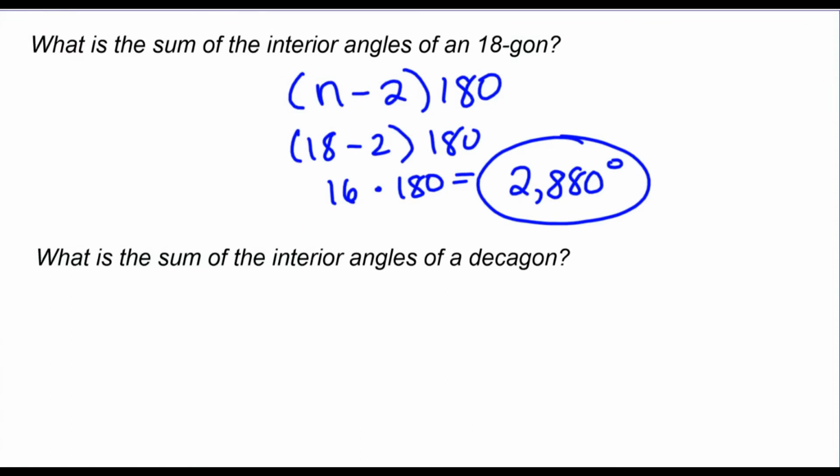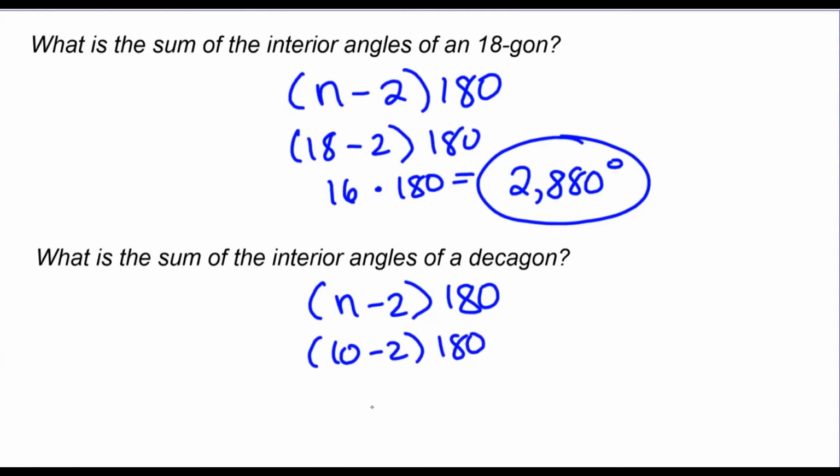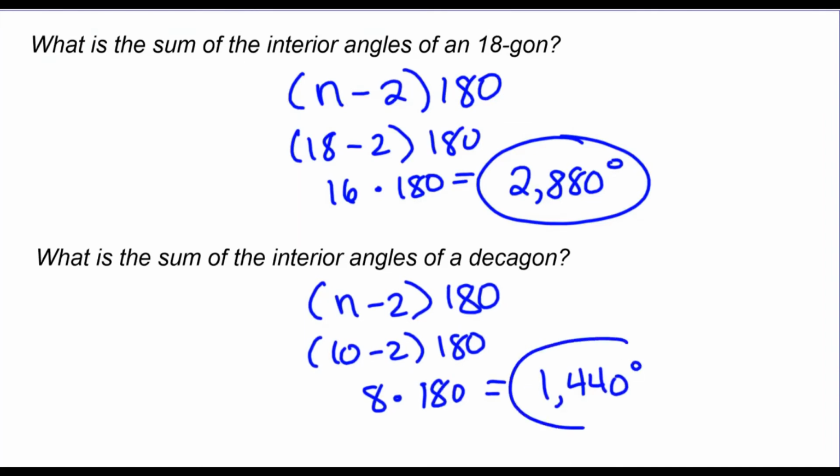Next one, what is the sum of the interior angles of a decagon? Now a decagon, if you'll remember from a few slides ago, has 10 sides. So how many triangles are there going to be in a decagon? That's n minus 2. And we're going to take those times 180. So it has 10 sides minus 2 times 180, so that's 8 times 180, and that is 1,440 degrees. So the sum of the angles in a decagon is 1,440 degrees. That's how to find the sum of all the angles in a polygon.